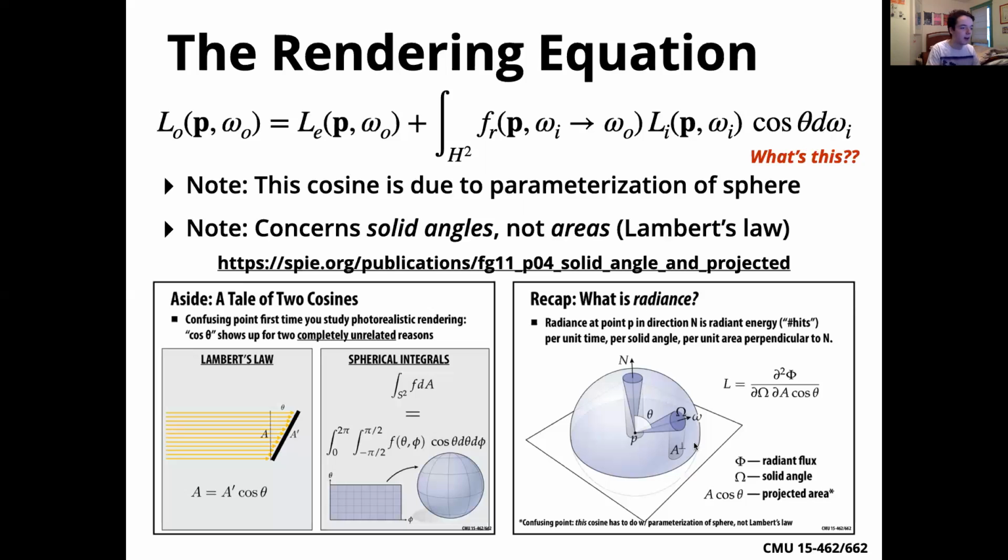And basically, however you parameterize steradians, however you parameterize the hemisphere, this cosine term is always going to show up. So it's somewhat intrinsic to solid angle energies. But it is not Lambert's law. And the fact that they both happen to include a cosine term is incidental to what is actually going on here. Okay.